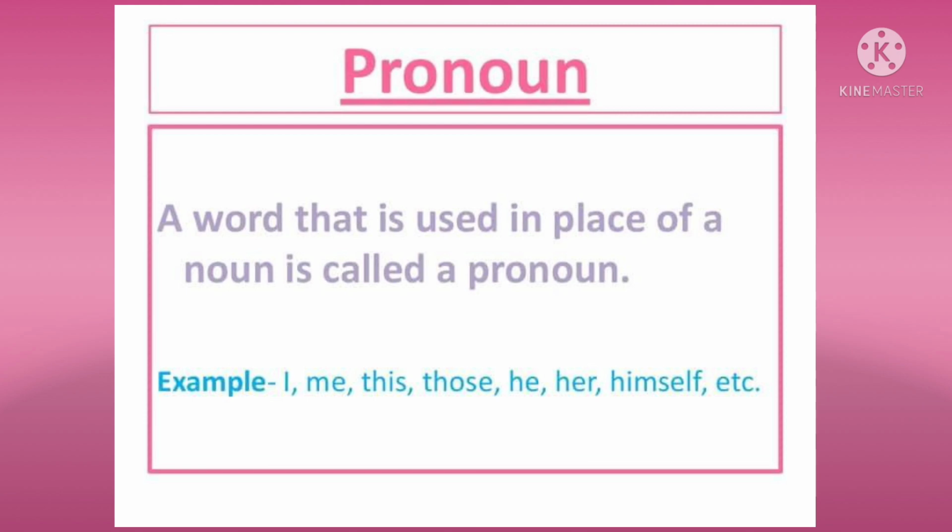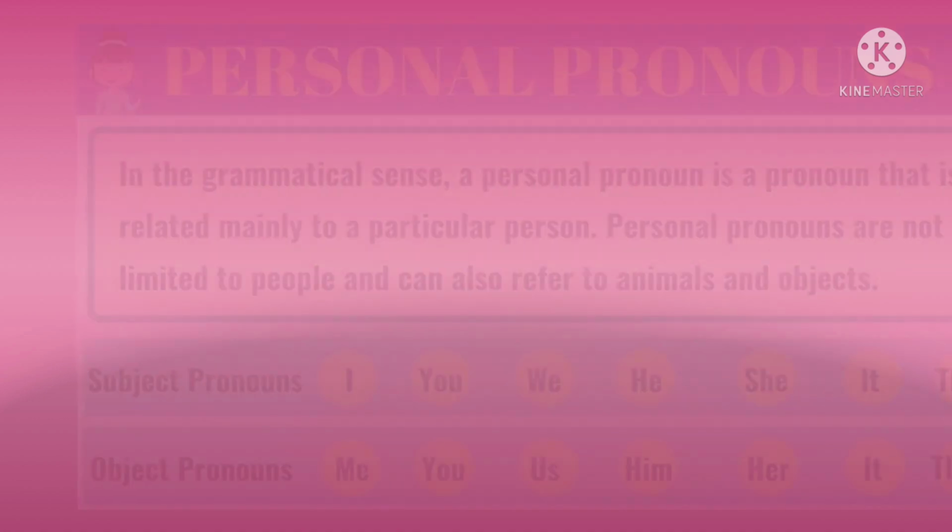A word that is used in place of a noun is called a pronoun. Examples: I, me, this, those, he, her, himself, etc. For example: Shweta is sitting on the porch. She is waiting for someone. In the first sentence, Shweta is a noun. In the very next sentence, instead of Shweta, I use she, a pronoun. Clear? So this is a pronoun.